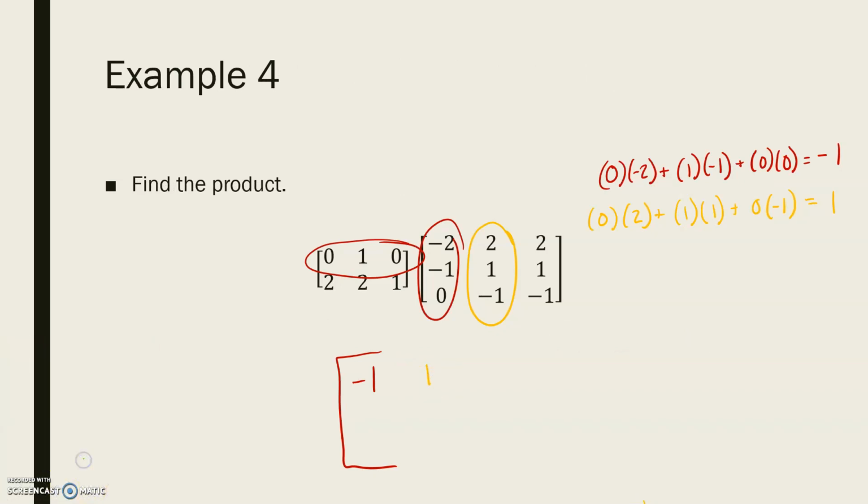Next one, I'm looking at the third column with the first row now, so I get 0 times 2 plus 1 times 1 plus 0 times negative 1. And that gives me 1.